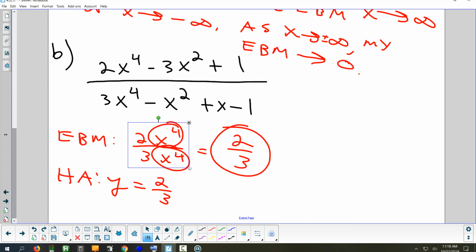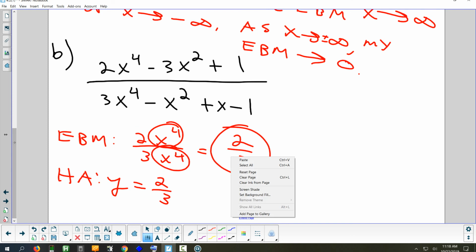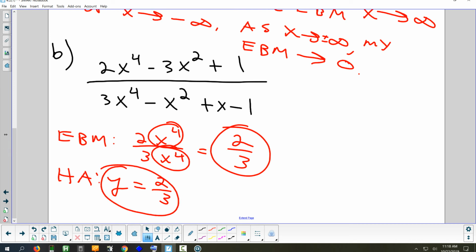You can try it. Compared to if you just type in y equals 2/3 on the calculator, it's going to look the same, but there won't be a hole at 0. Okay? So when you're looking at the hole, it wouldn't be -3, because that's the end result. It would be whatever causes 3x to the 4th to be 0, right? Yeah. I'm not going to ask you about the hole here. I just want you to be able to get the EBM.